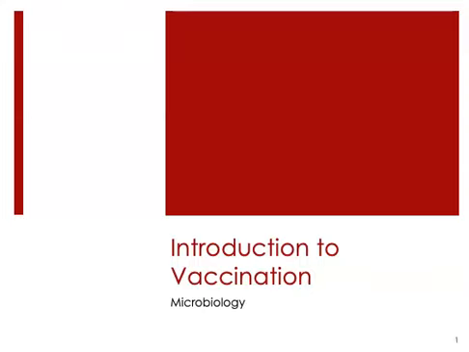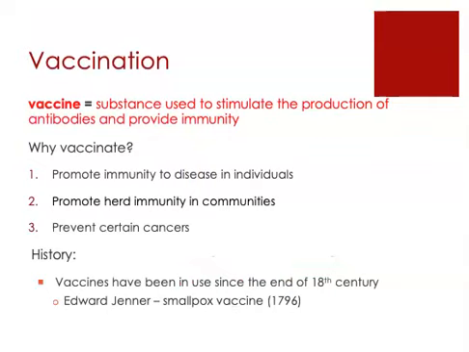Today we're going to be discussing vaccination. The first thing we need to do is define this important term. A vaccine is defined as a substance that is used to stimulate the production of antibodies and provide immunity.